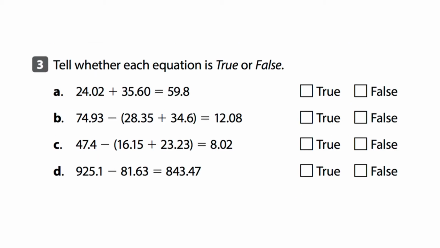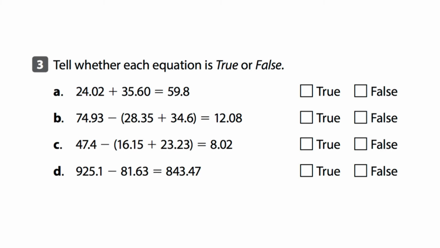For problem number 3, we're adding and subtracting decimals, so this is where it really matters that our decimals are lined up. And as frustrating as it might be to you, you need to make sure you solve each letter. So we're solving for A, B, C, and D. So let's get started. Let's solve for A first.